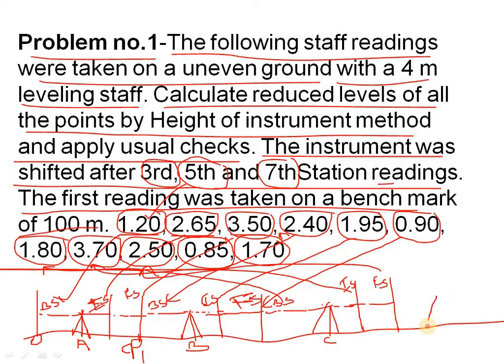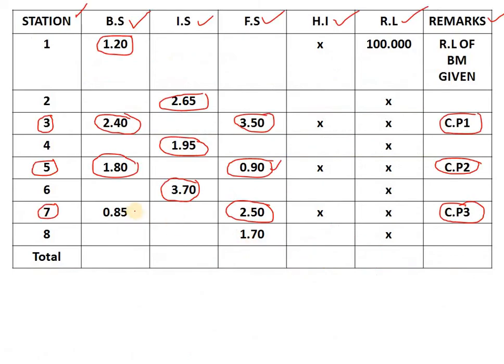Again we will get an instrument. So now our last readings are there. That reading is called BS. So this BS is 0.85, and the last one will be FS, and this is 1.70. So we can see here in the table also, 0.85 will be the BS and 1.70 will be the FS. So like this we have to draw the diagram, but in examination we don't have the time.